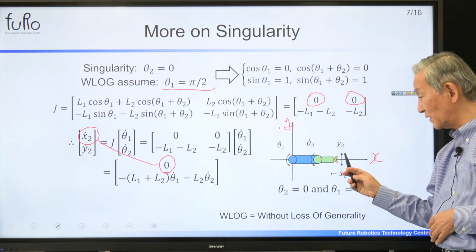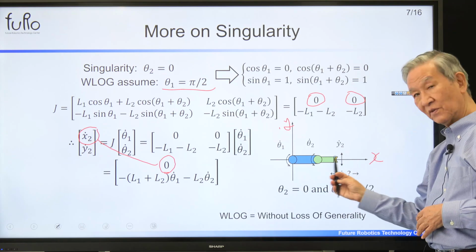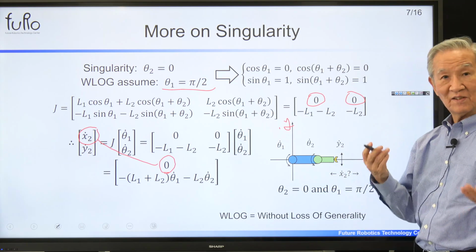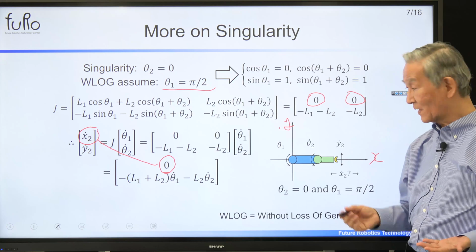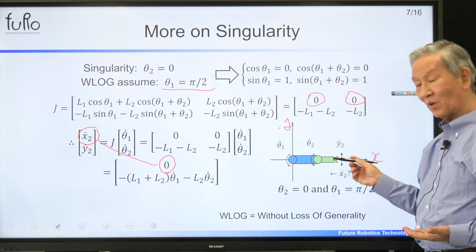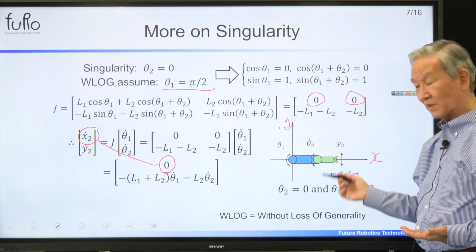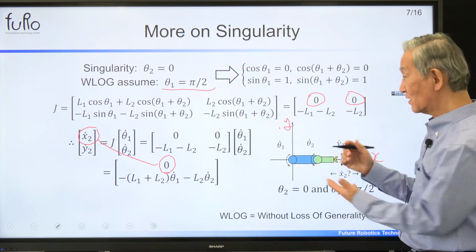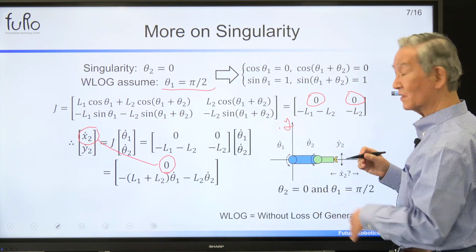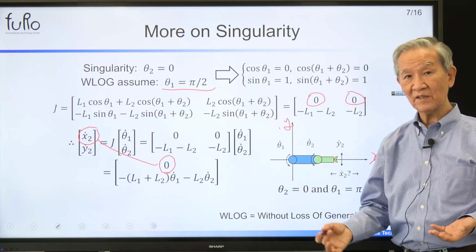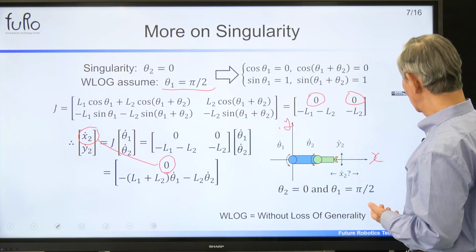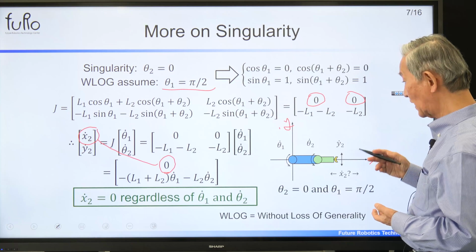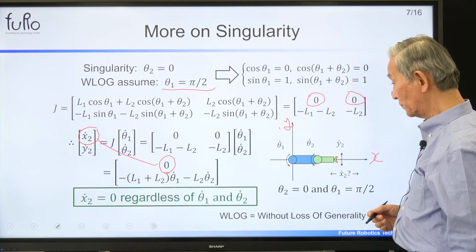You cannot move the end effector along the x-axis. Well, that's true, right? This is totally extended. So the only way it can go is up or down. Cannot go this way. Okay, that's what this singularity says. So when the singularity happens, there is a limit as to how things can move.